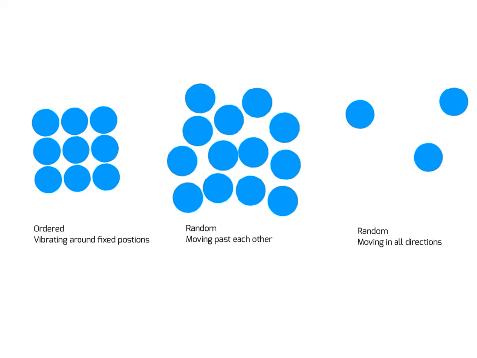In summary, the particles in a solid are ordered and they vibrate around fixed positions. The particles in a liquid are arranged randomly and they're moving past each other while staying touching. And the particles in a gas are random, they move in all directions and there's a lot of space between them.